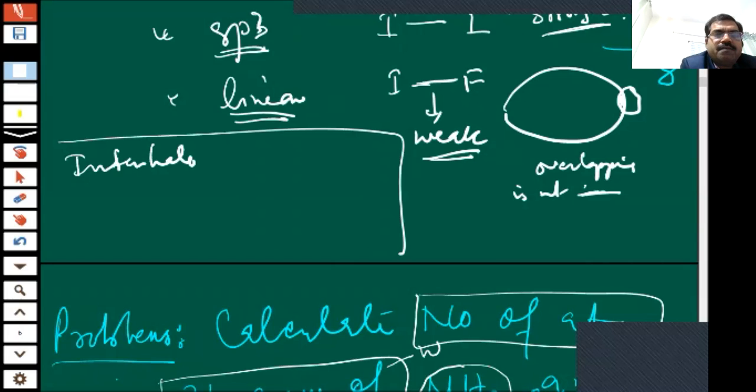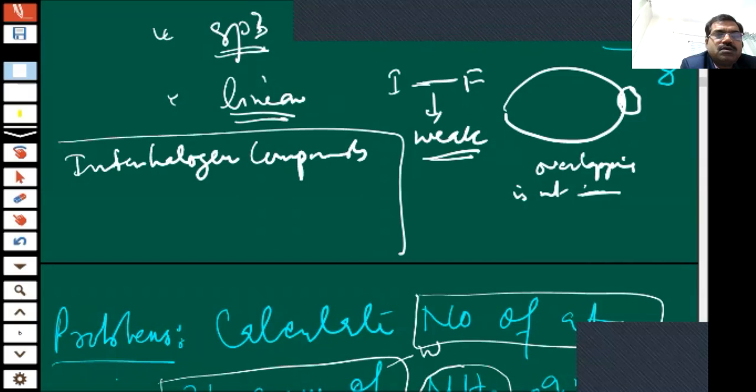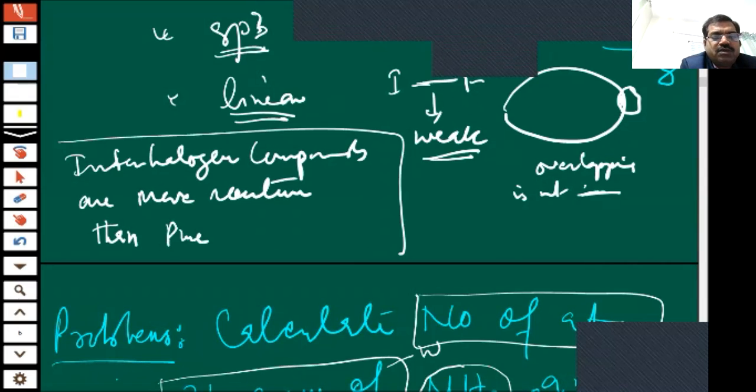So that is why interhalogen compounds are more reactive than pure halogens. Interhalogen compounds are more reactive than pure halogen. Did you understand, children?